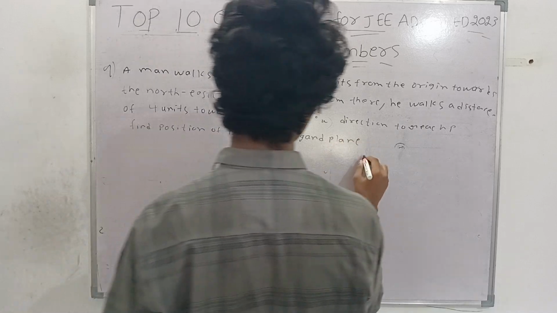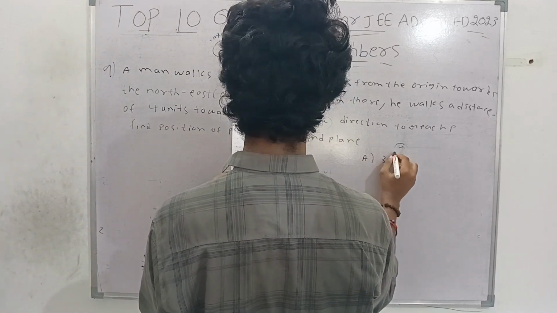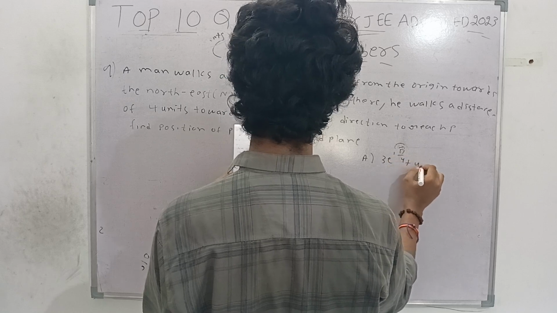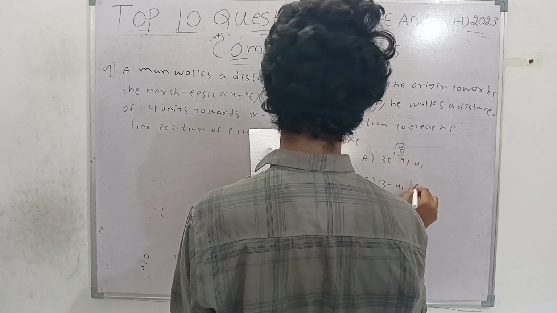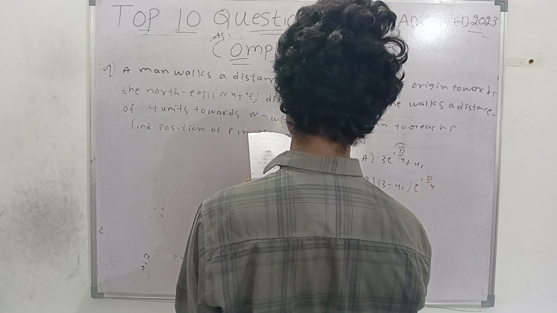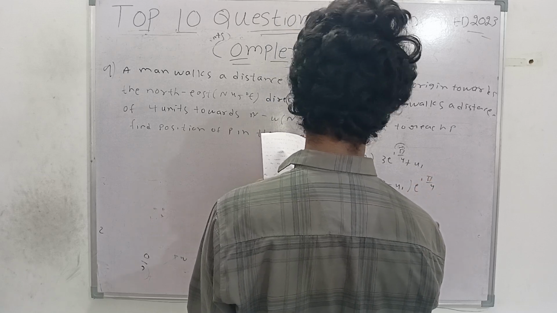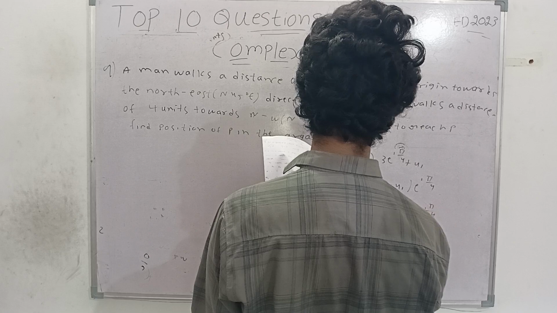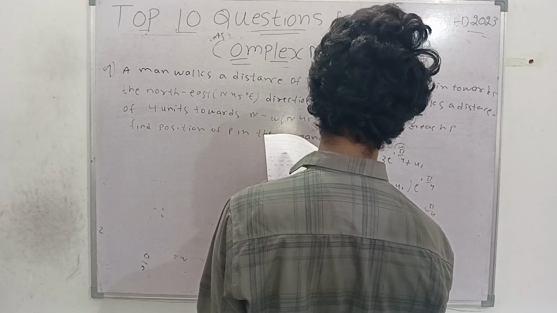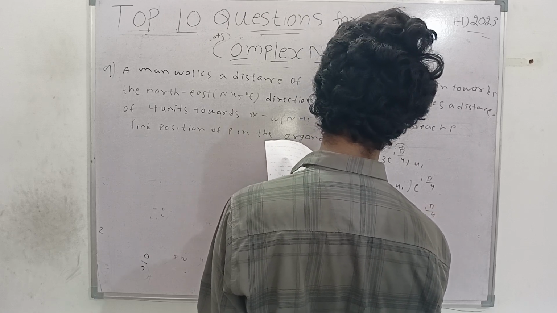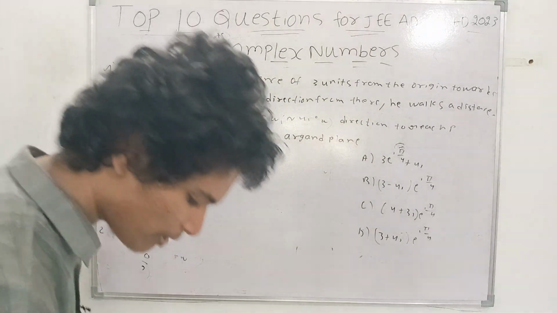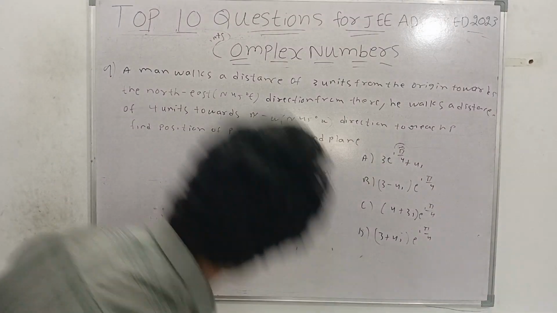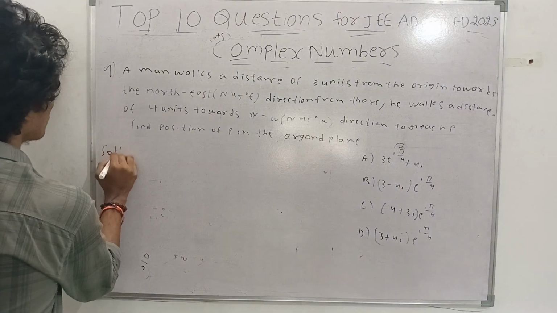Really important question, guys. Option A, 3 into e power i pi by 4 plus 4i. Option B, 3 minus 4i into e power i pi by 4. Option C, 4 plus 3i into e power i pi by 4. Option D, 3 plus 4i into e power i pi by 4. This question is really important because you can understand how complex numbers are behaving. So it is very important to understand this type of questions.